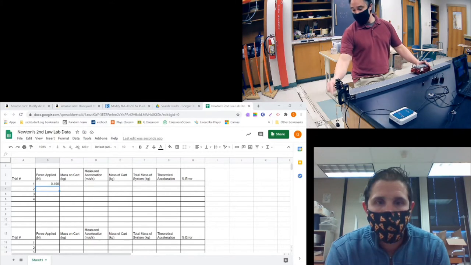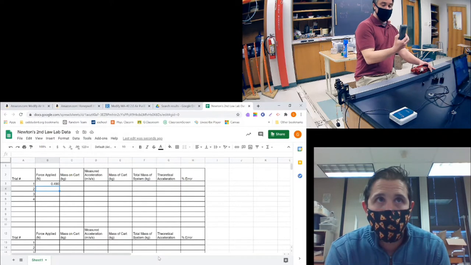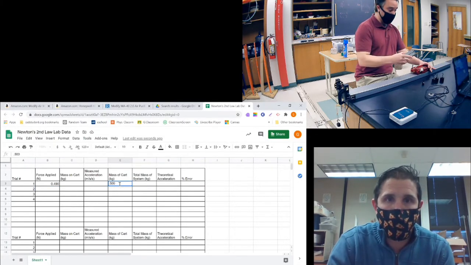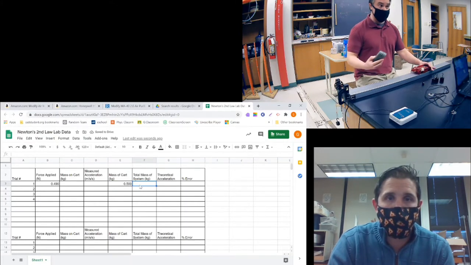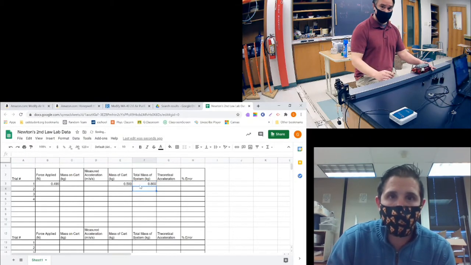Then, keeping this mass where it is, so far we have 500 grams placed onto the cart, and the cart itself is 250 grams. So that's a total of 750 grams here, plus another 50 grams here. So that's 800 grams of mass for the entire system for the first part.